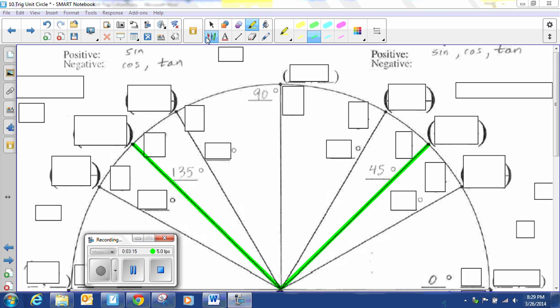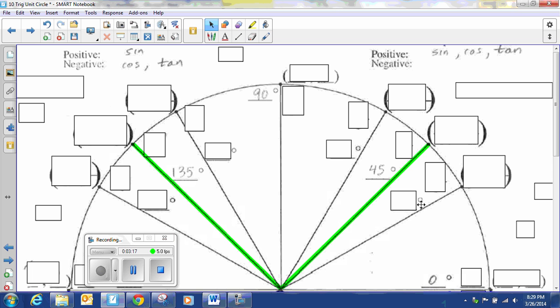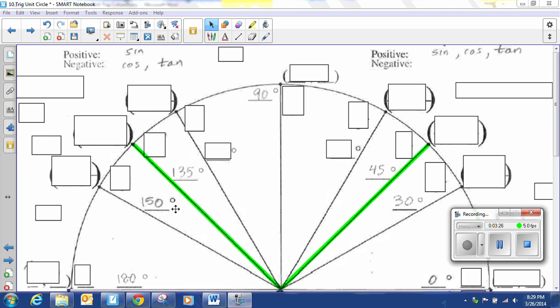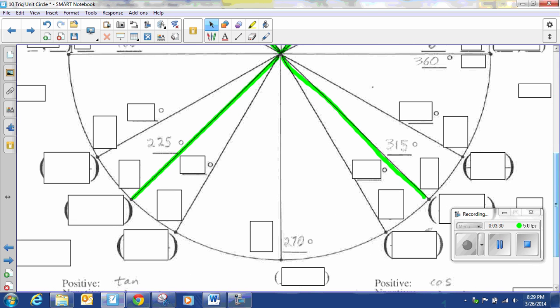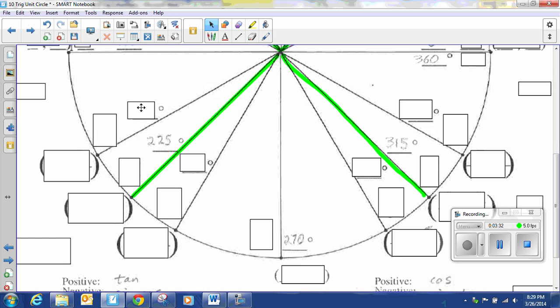All right, now we're going to take a look at the 30-degree increments. So here we have 30 degrees here. Over on this side, we have 150 degrees because it's 30 degrees from the x-axis, right? 180 minus 30 is 150. Down here, we have 180 plus 30 is 210, and then 360 minus 30 is 330 degrees.